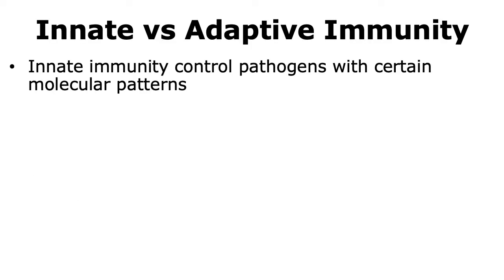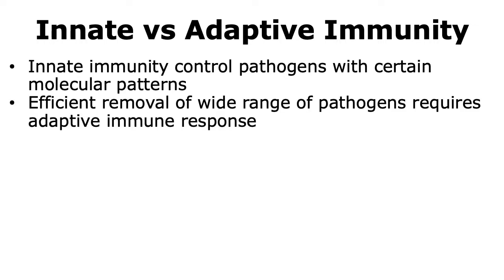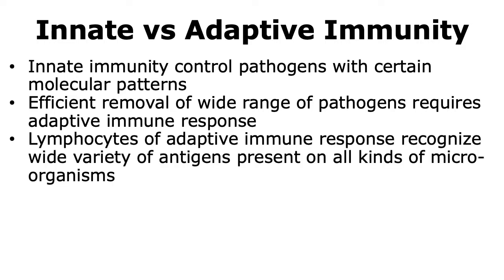Let us begin with a summary of innate versus adaptive immunity. As we learned previously, innate immunity is quick, is fast, and is the first defense that plays a role in controlling pathogens that exhibit certain molecular patterns. However, innate immunity a lot of times is not enough for the efficient removal of a wide range of pathogens, and for that, an adaptive immune response is required.